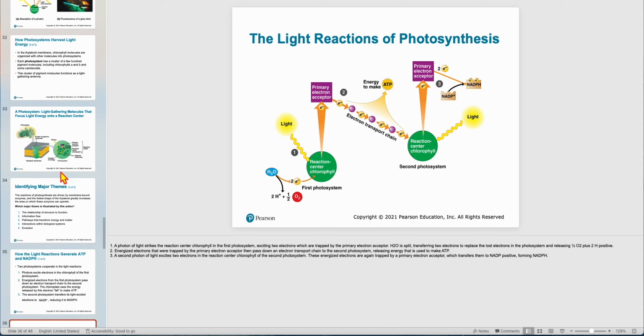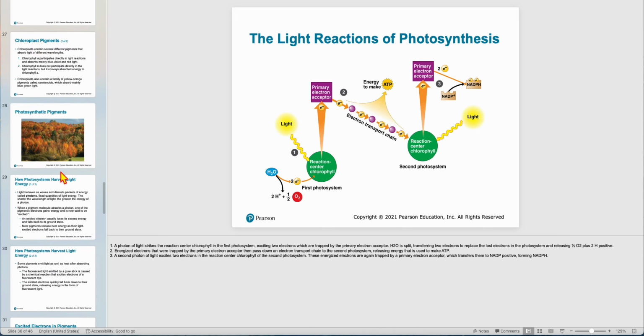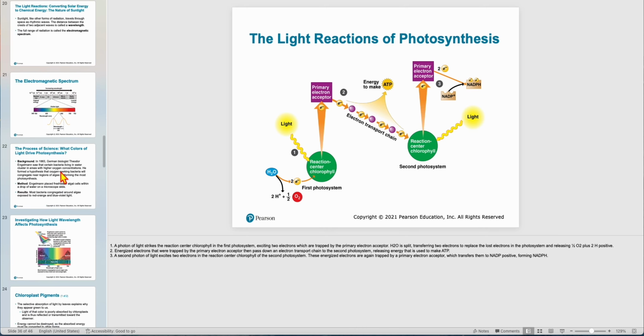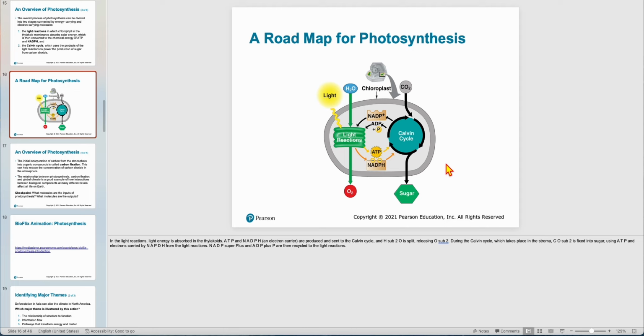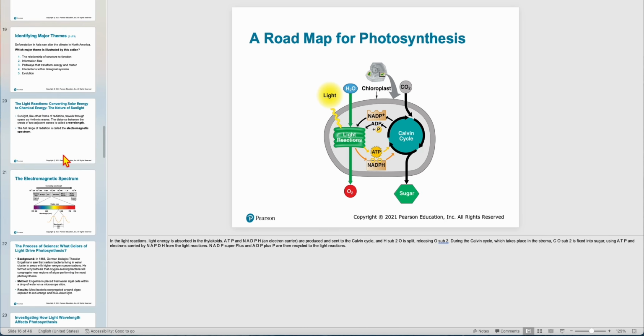Now, if I were to go back to a picture I mentioned earlier, which is this one, you can now see the ATP and the NADPH holding the electrons that came from the light reaction that now will go into the dark reaction that goes with the Calvin cycle. So that's what we're about to do.